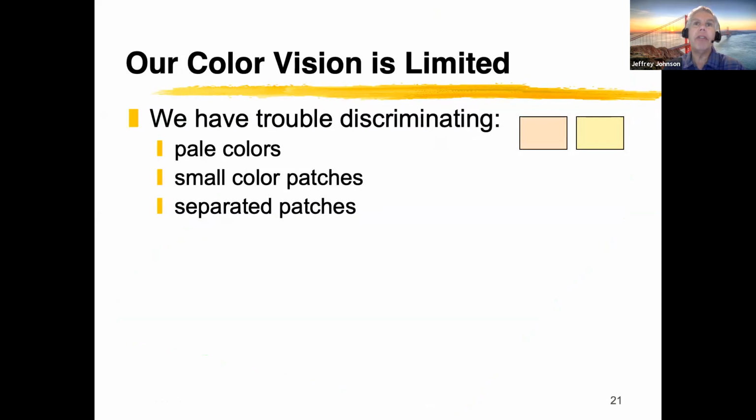So if on your user interface, if in your app, tan means one thing and yellow means something else, then people are going to have trouble seeing the difference between them because of the way their eyes work.